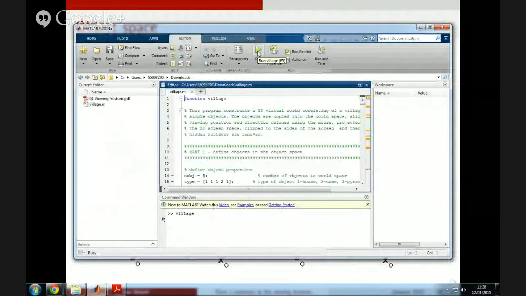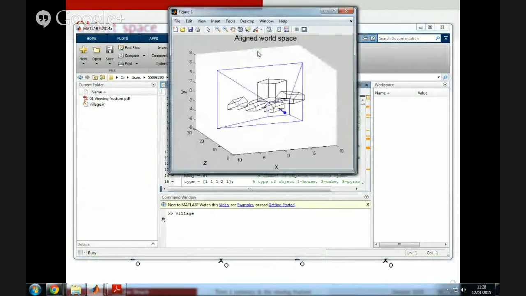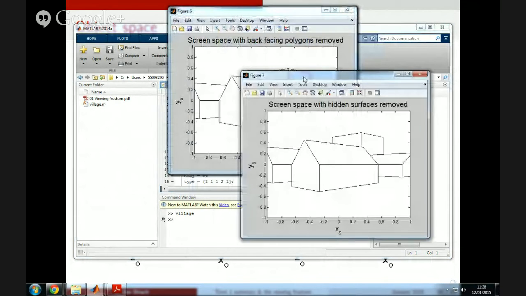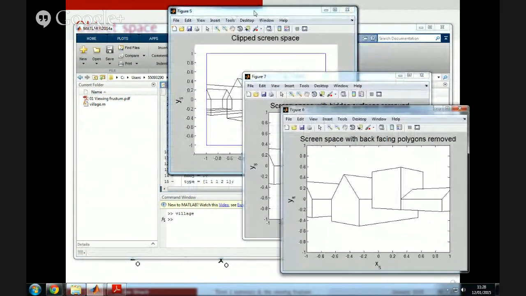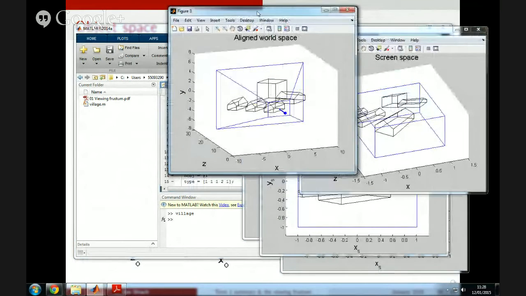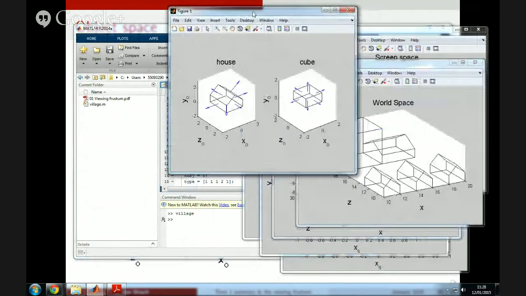Hopefully it loaded up, and you should have a MATLAB code here. This is kind of your village code. Hopefully it works. There we go. Oh dear, I've made it generate loads of different spaces. If I get back to my first one, okay, so there you go.